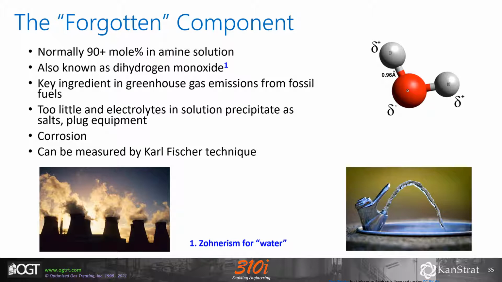You don't have to always measure the water content every time you do a sample. Some vendors do, but mistakes like that can really wreck your plant. Salts can start to precipitate out in your plant if it gets too concentrated. Think about salt water or a brine solution. When your solution starts precipitating salts, it's not going to work very well for its intended purpose of acid gas treating, and can have some pretty serious corrosion implications as well.